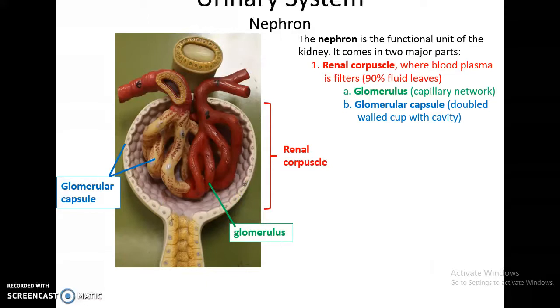The first major portion of the nephron is the renal corpuscle. The renal corpuscle consists of the glomerular capsule, which has a visceral layer lying on the capillary bed called the glomerulus, and then a parietal layer that faces outward, a spherical sort of structure. This is where fluids filter out of the blood, so fluids leave the bloodstream into the glomerular capsular space.